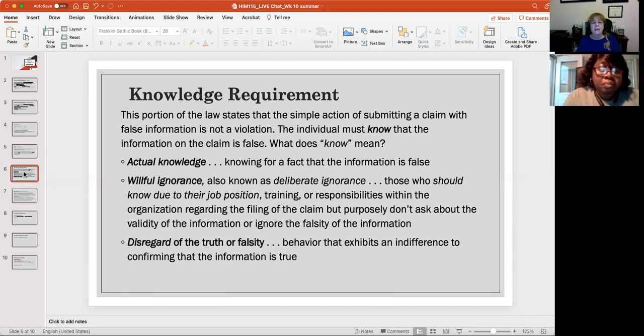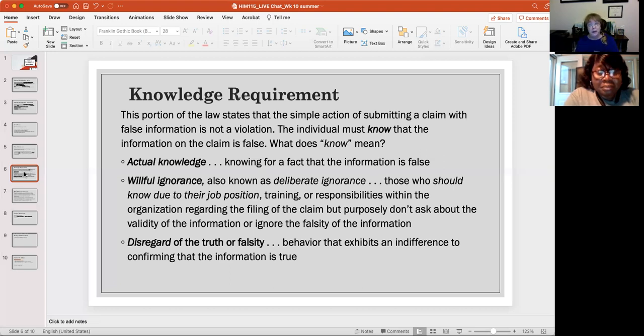Then there's willful ignorance, also known as deliberate ignorance, which is I should know that this documentation is factual and true. And if you, doctor, are going to write something in there that's not true so I can code it to a higher level, don't tell me. I don't want to know, because if I know, I can't do it. But if I don't know, then I don't know, right? That's willful ignorance. You're not finding out the truth because you don't want to know the truth.